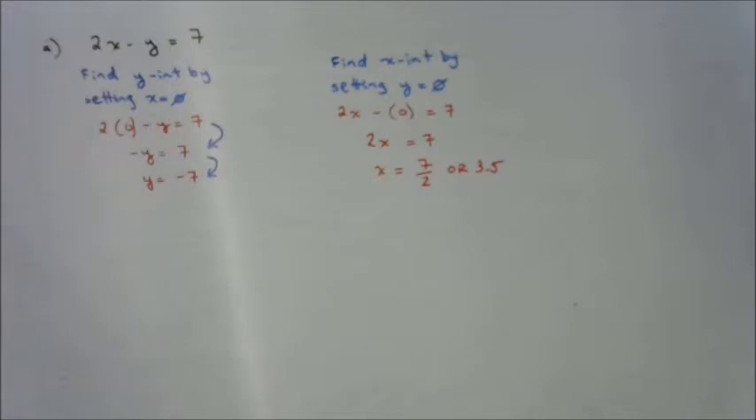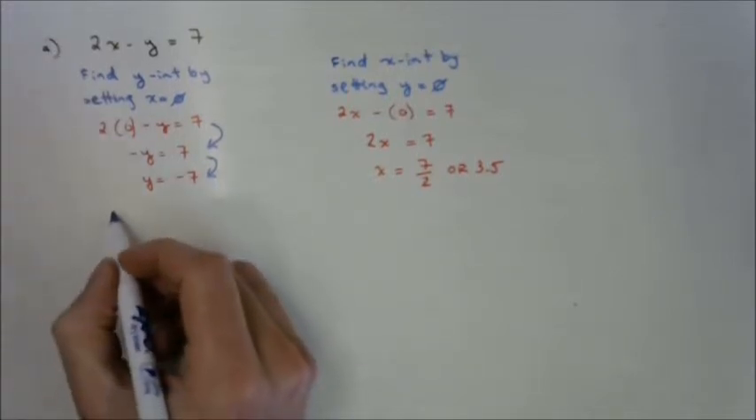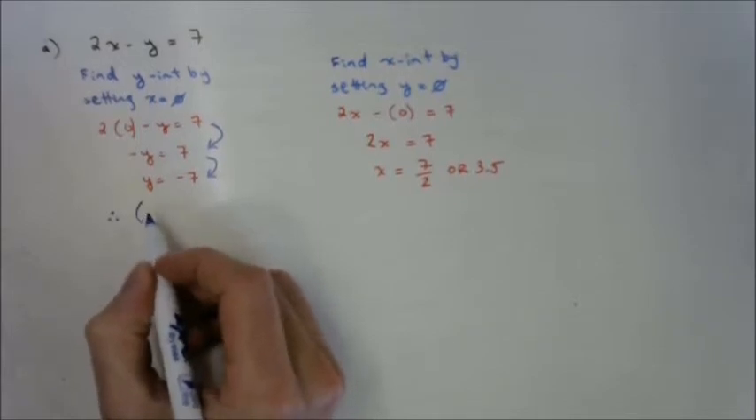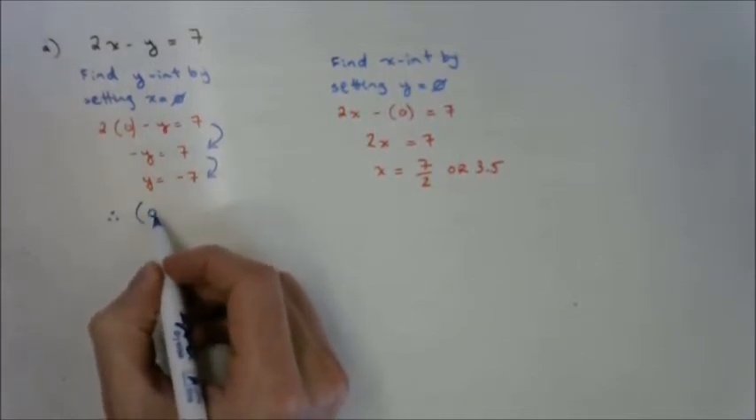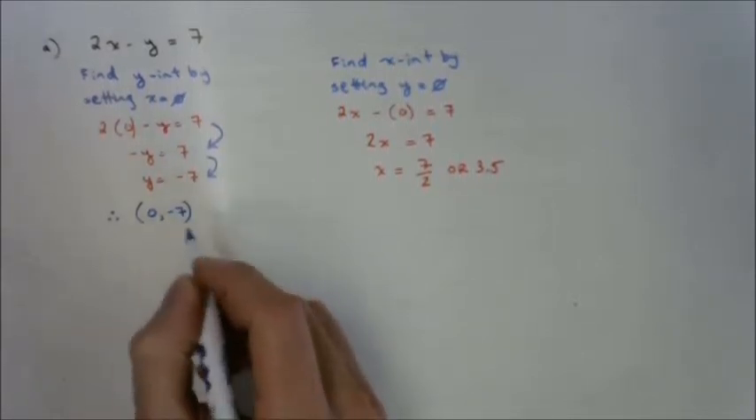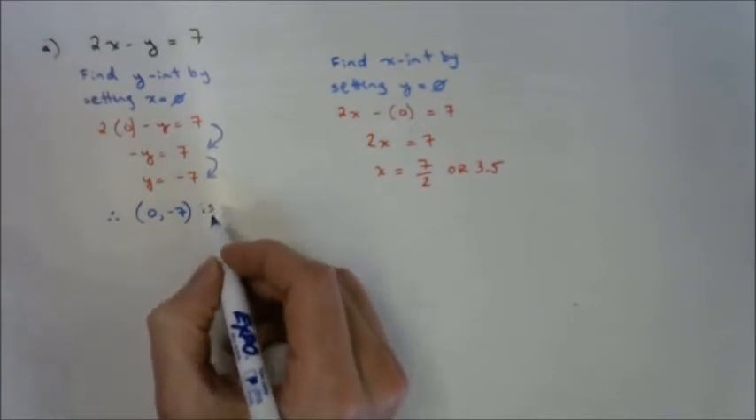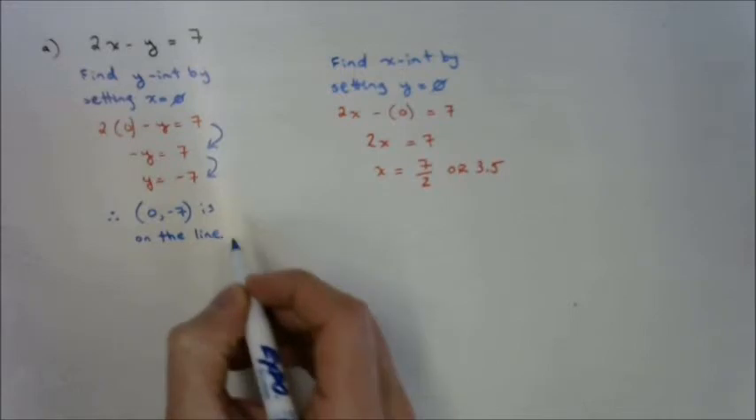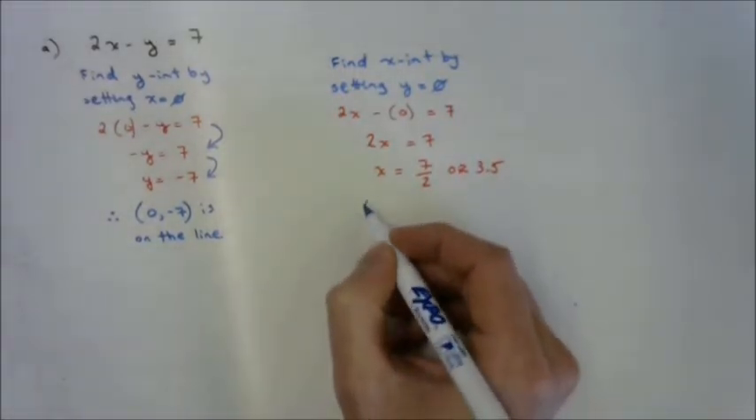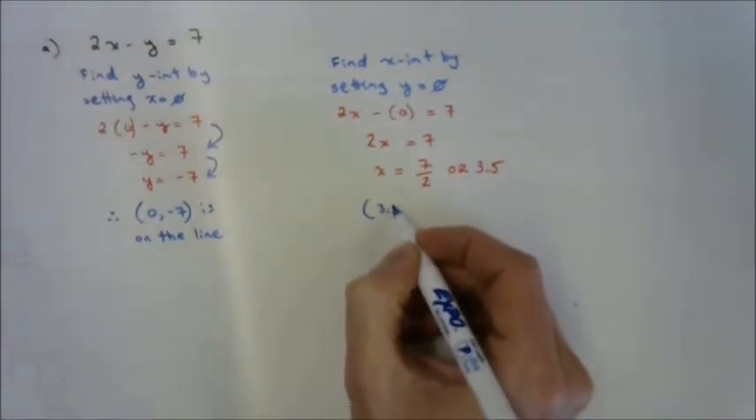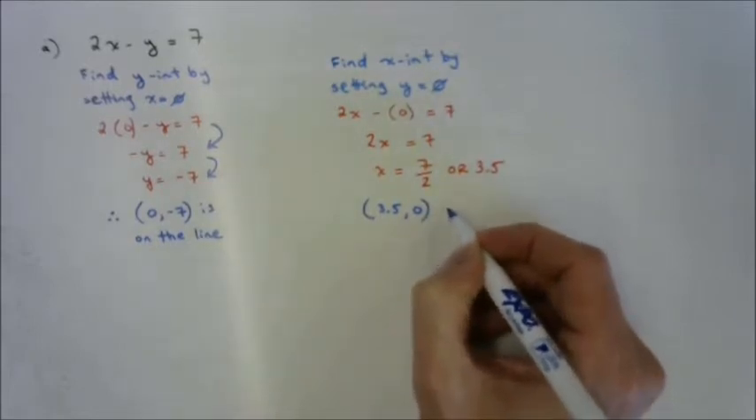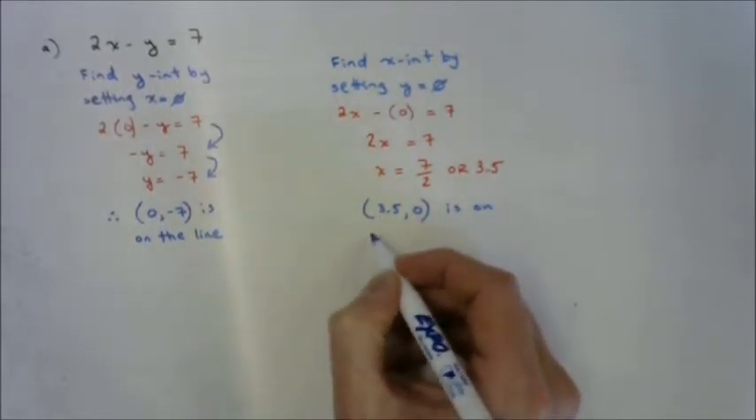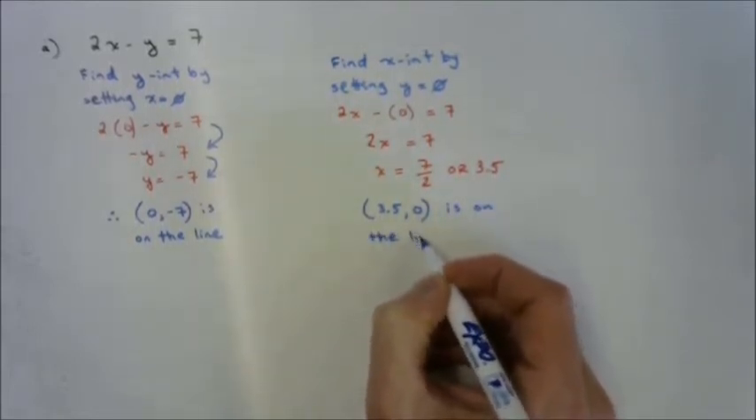Alright, so now we have our 2 points. So I'm going to write a statement. I'm going to say, therefore, the y-intercept occurs at (0, -7). So therefore, (0, -7) is on the line. And over here, (3.5, 0) is on the line.